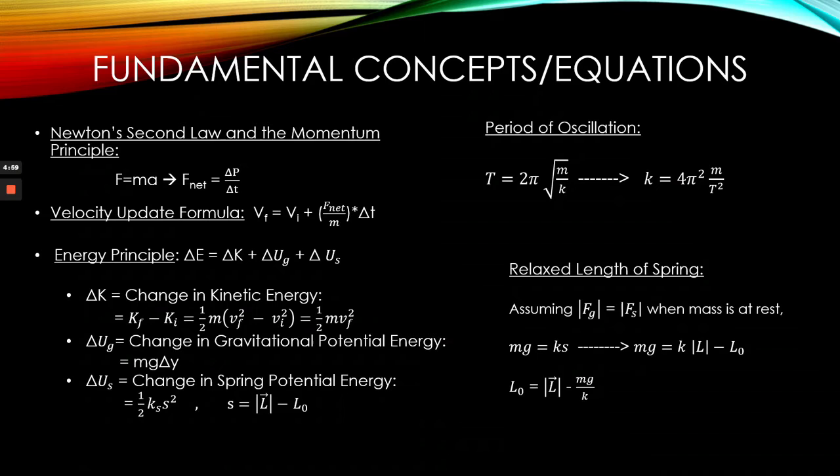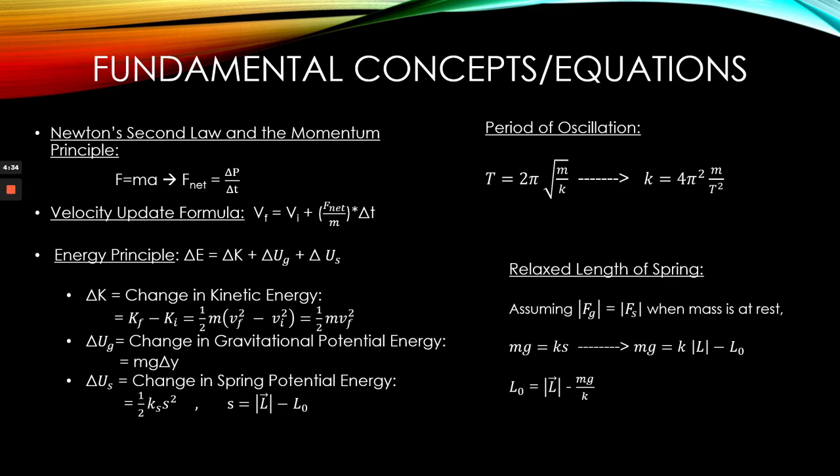The core concepts utilized in this lab are Newton's second law, the energy principle, the period of oscillation, and the relaxed spring length formula. The velocity update formula can be derived from the momentum principle as seen in previous labs. The energy principle for this lab states that delta E equals delta K, the change in kinetic energy, plus delta U sub G, the change in gravitational potential energy, plus delta U sub S, the change in spring potential energy.